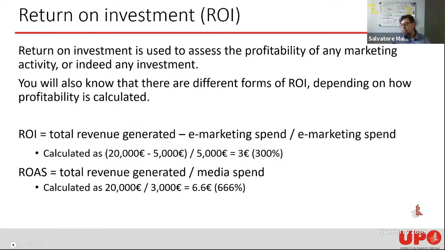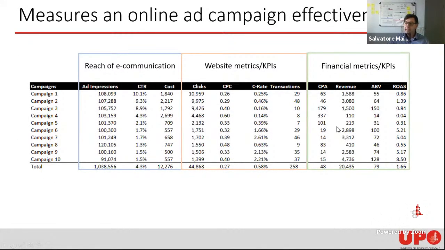And now the last slide. These are some of the marketing reports you're going to be exposed to in the future, assuming you work in digital marketing. You have the reach of the e-communication, the ad impressions, the click-through rate, the cost, how much you pay for it, how many clicks you received, the cost per click (CPC), the conversion rate, the transactions, how many purchases happen on the website, the cost per action, the revenue, the average basket value, and the return on advertising spend.